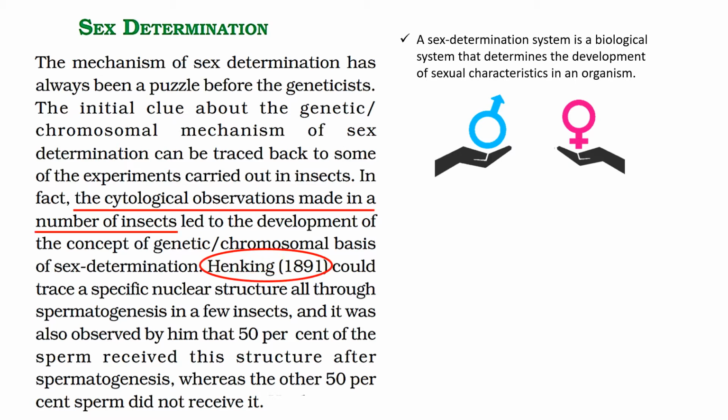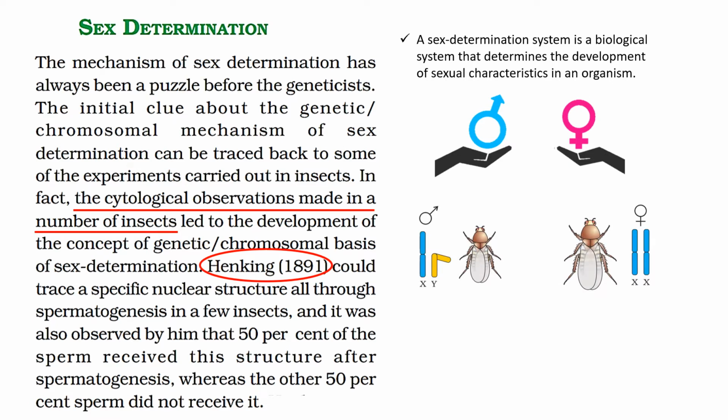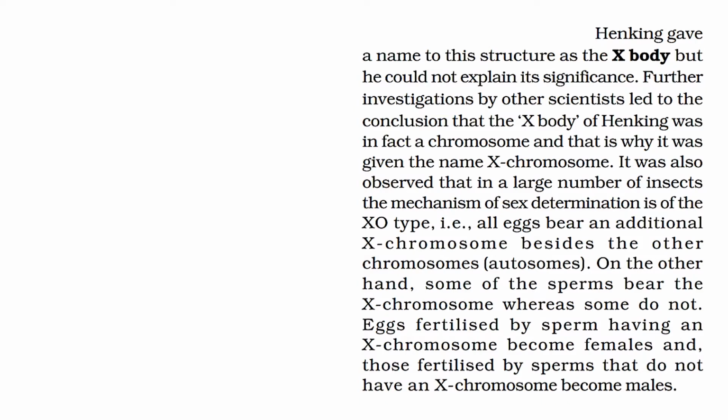The development of the concept of sex determination was led by observations made in a number of insects. In 1891, a cytologist named Hermann Paul August Otto Henking traced a specific nuclear structure in a few insects, and he observed that 50% of the sperm received this structure after spermatogenesis, whereas the other 50% did not receive it. Henking named this structure the X-body, but he could not explain its significance. Further investigations concluded that this X-body was a chromosome, and thus it was named the X chromosome.